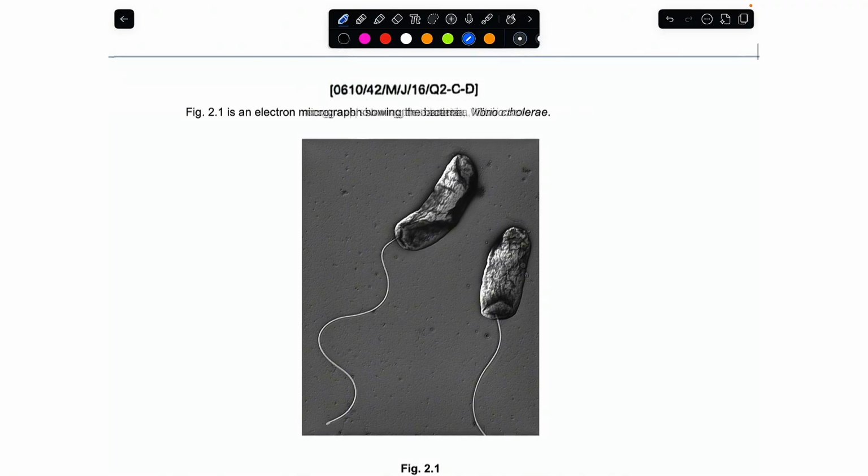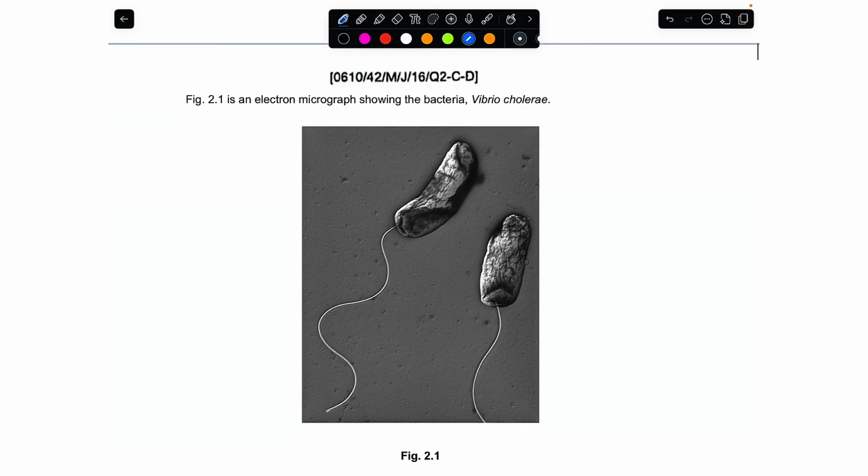and we will go till the end of 2025. Now, if we look at the first question that came in the May-June of 2016, the past paper variant for your theory was 4.2. And in the exam, this was question number 2. They say that in this figure 2.1, we show you an electron micrograph of a bacterium, and the bacterium is Vibrio cholerae.